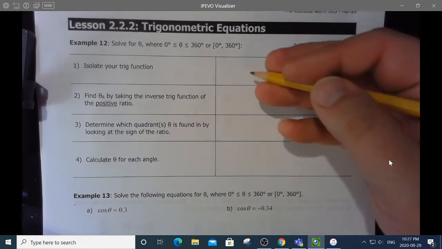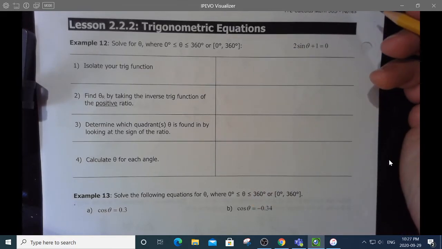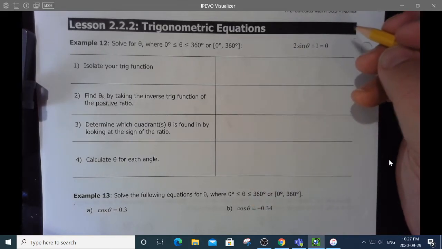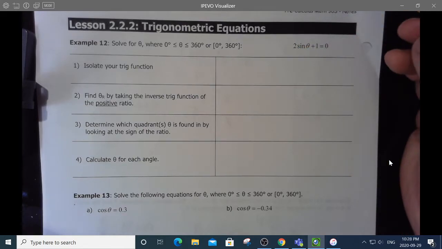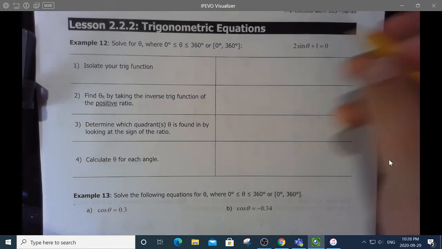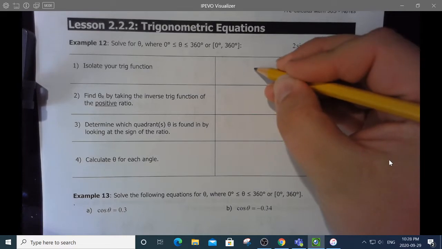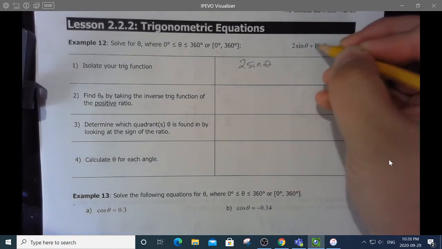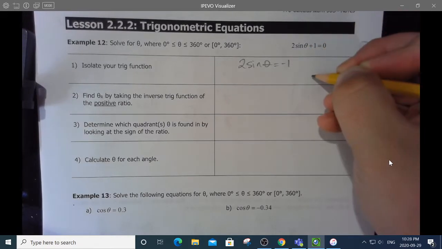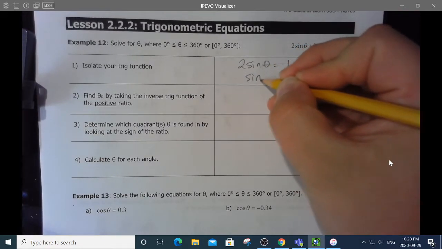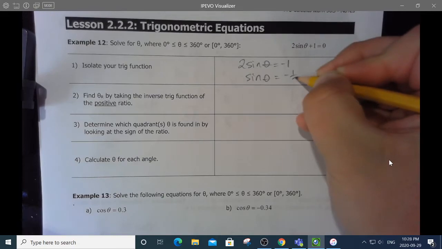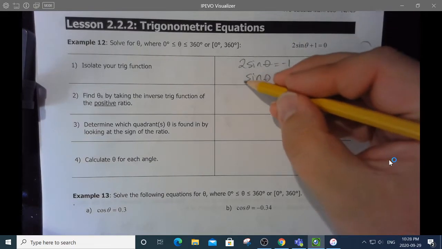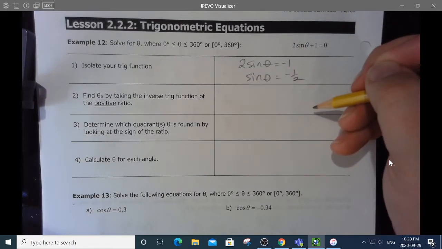It even tells us the steps. This is really nice. Step 1, isolate your trig function. In other words, just treat sine of theta like x. I want to solve for x, so I want to move the 1 to the other side. So that'd be 2 sine theta equals -1, subtracting 1 from both sides, and then sine theta is equal to -1/2. There, I have isolated the trig function.